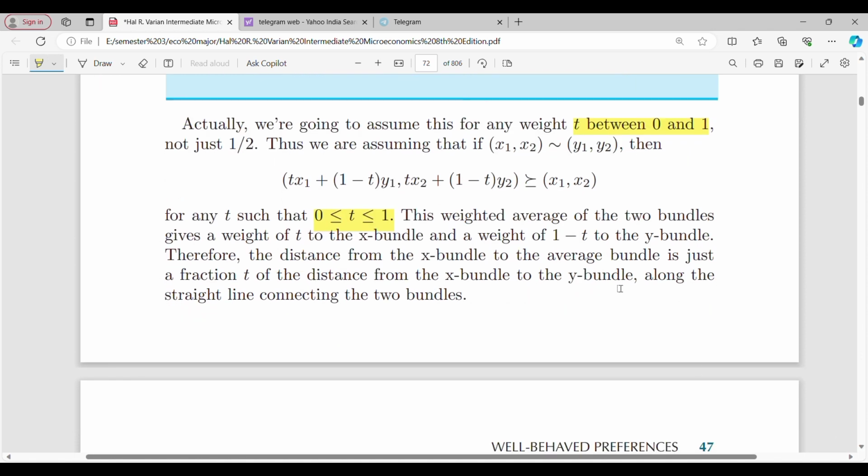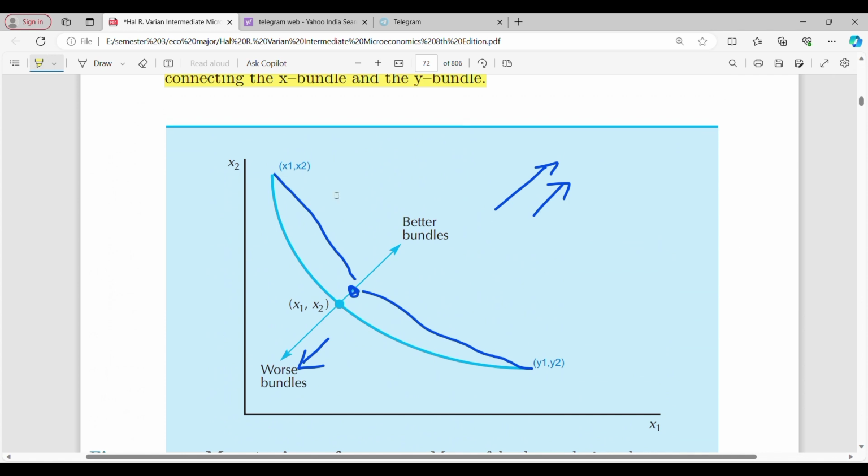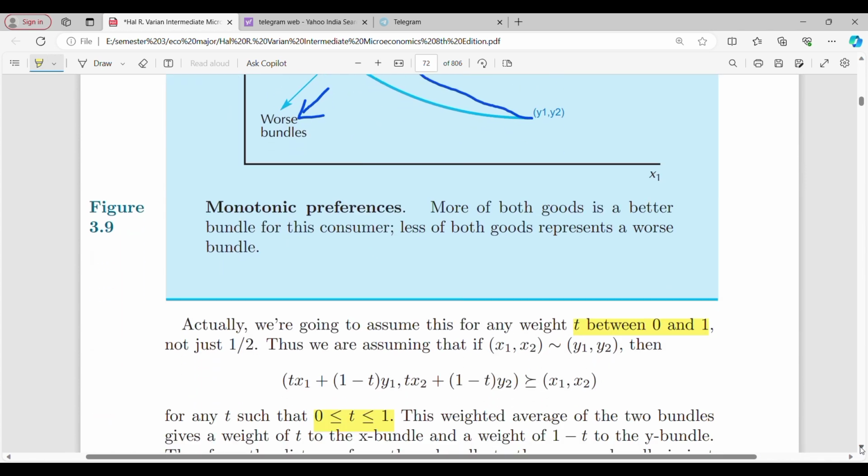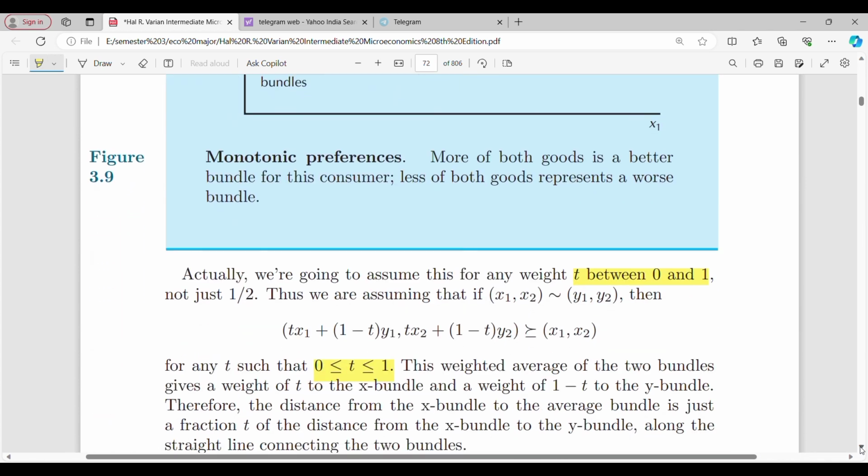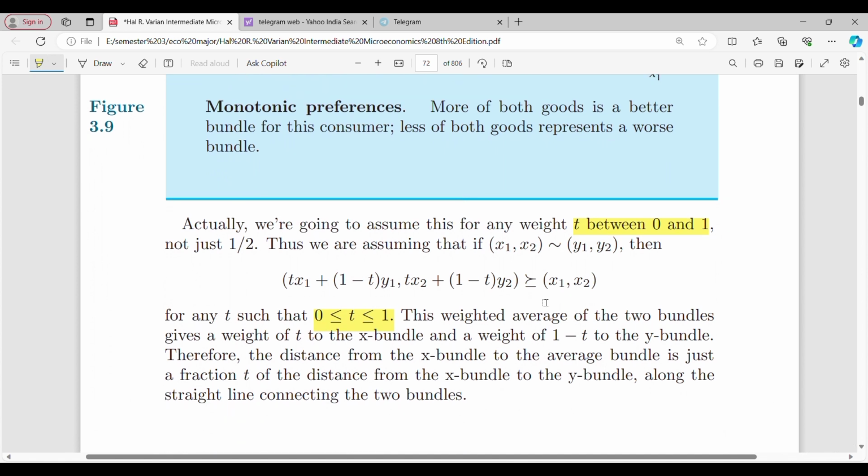So this is the explanation for the same. This is saying the same thing, a straight line connecting the two bundles. We have done this in this diagram. So consider this dark blue line as a straight line, and this connects this to this average bundle. Here, instead of half, the example below shows another t which lies between 0 and 1.